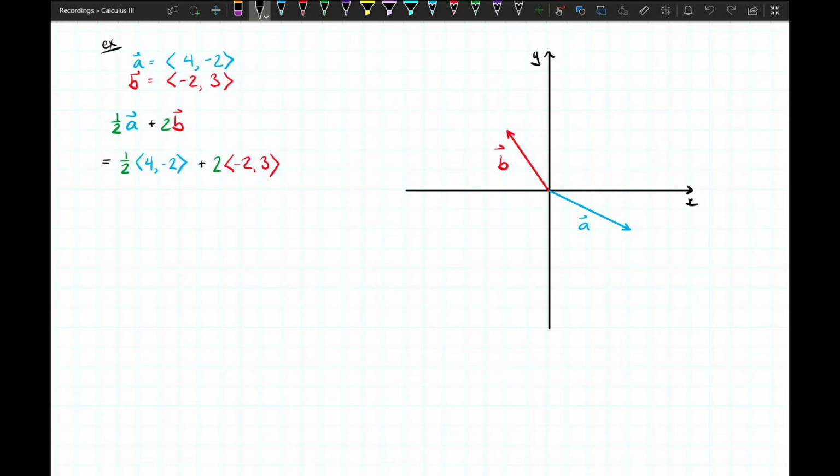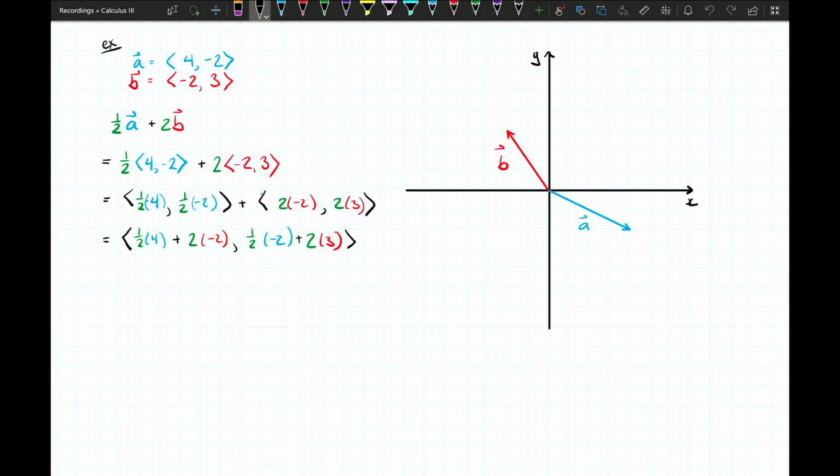And let's start off with scalar multiplication first. That means that we're going to take each component of a and multiply that by 1/2. And we'll take each component of b and multiply that by 2. From there, now we can go ahead and use vector addition and add corresponding components of those two vectors. That would be 1/2 of 4 plus 2 times negative 2, comma, 1/2 of negative 2 plus 2 times 3. Overall, that gives us the resultant vector negative 2, 5.